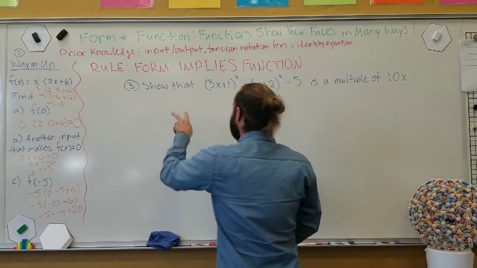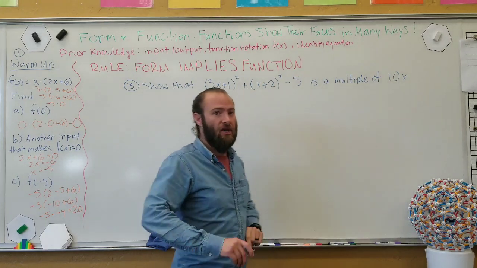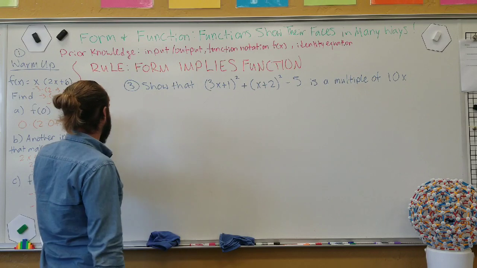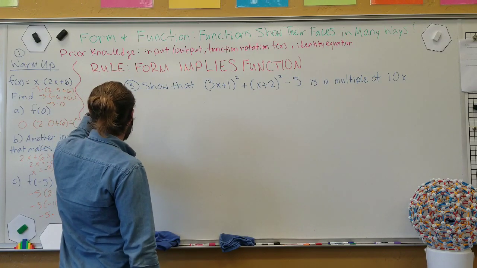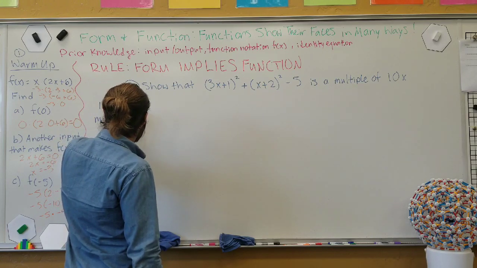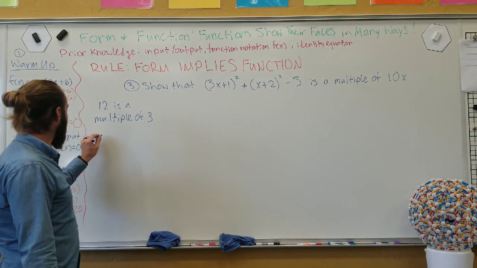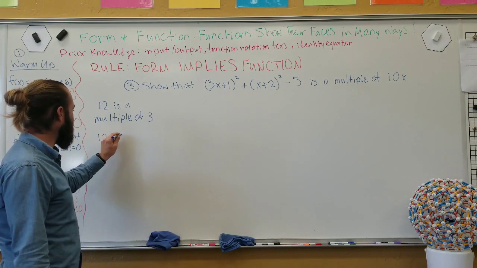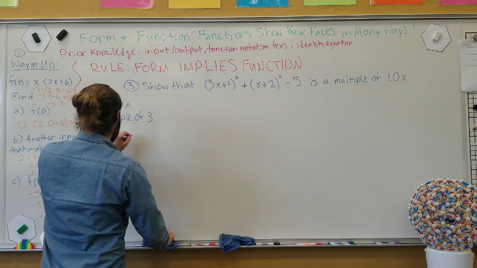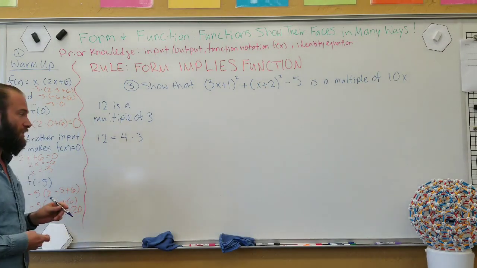This is interesting. It says, show that this long, ugly expression is a multiple of 10x. Well, that's not something obvious right now, and maybe on the side we need to remember what we mean by a multiple. For example, 12 is a multiple of 3. That's because if I think of 12 in a different way, it is 3 times 4, or actually I'll write it as 4 times 3, so we can say that it's 4 threes, right?